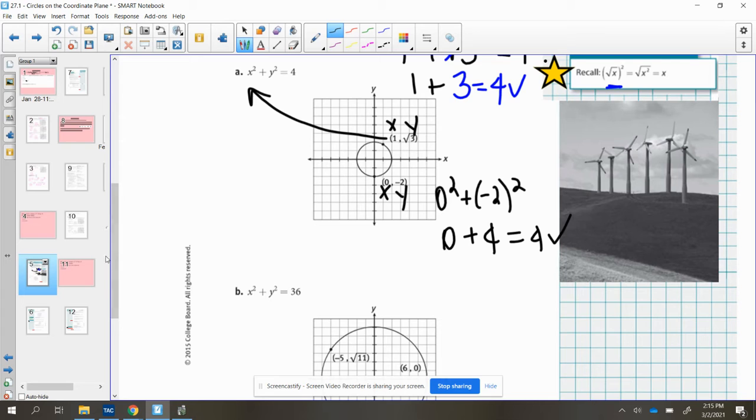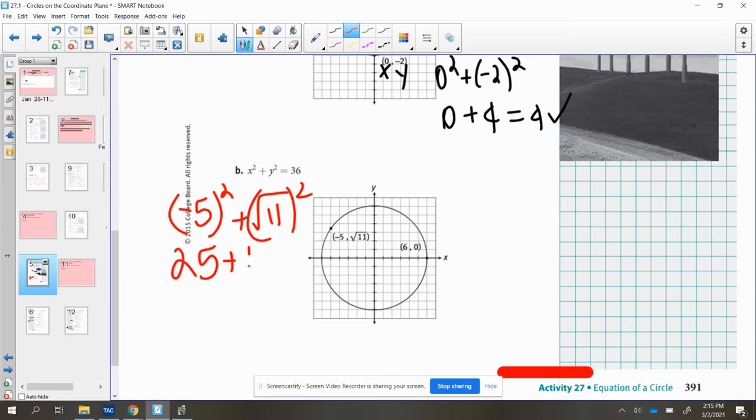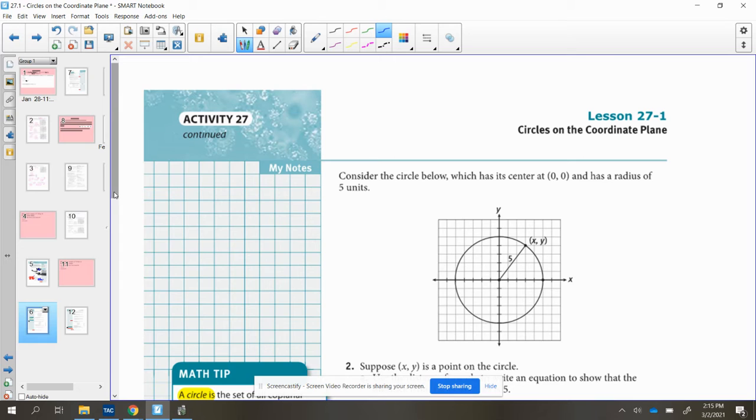Okay? Now, try the next two on your own. So again, what you should see is negative 5 squared plus the square root of 11 squared is 25, again positive, plus 11. 25 plus 11 is 36, so that one worked out. Same thing with 6 and 0. 6 squared plus 0 squared is 36 plus 0, which again satisfied our equation that it equaled 36 for this next one. So those points did lie on the circle.